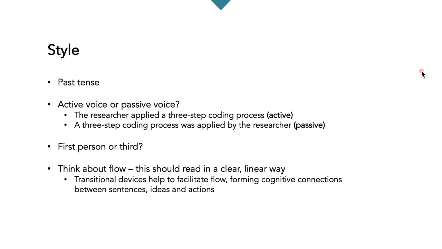Obviously, in everyday life, if you refer to yourself in third person, it is slightly strange, because you're almost disassociating yourself from what you're saying. But in an academic written context, it's accepted. It's fine. Just to reinforce, think about flow. It should read in a clear, linear way. Think about those transitional devices so that your style isn't too staccato, as I said earlier.